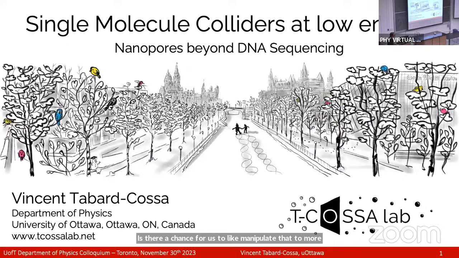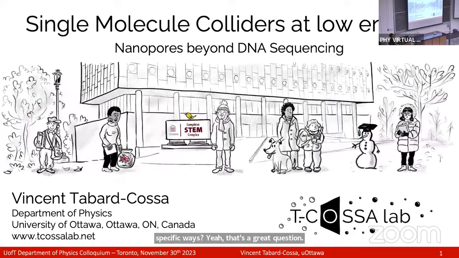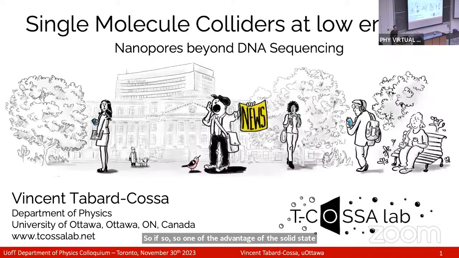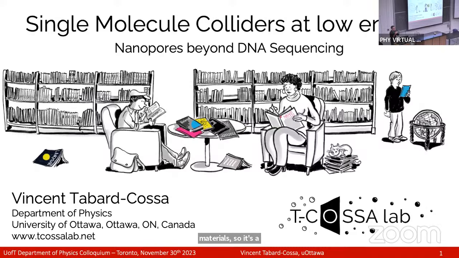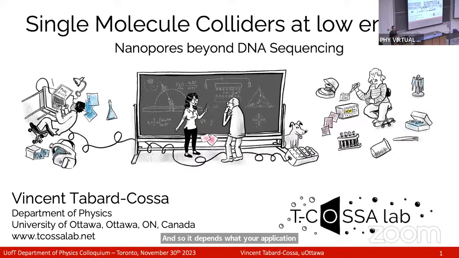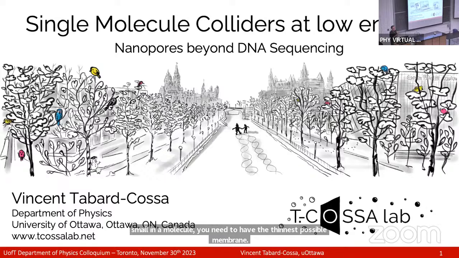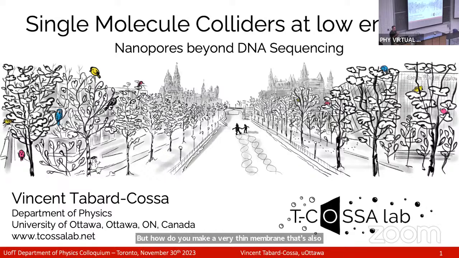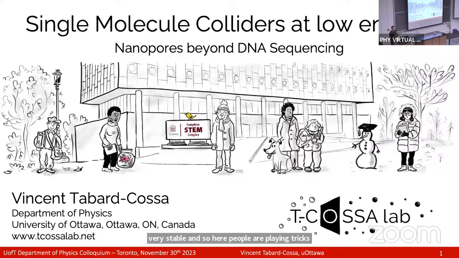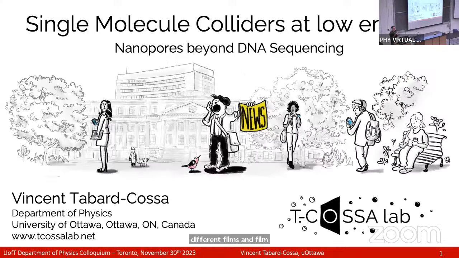Yeah, that's a great question. One of the advantages of solid-state nanopores is that you can sculpt pores out of different materials. And it depends what your end application is, right? For example, if you're trying to map something small in a molecule, you need to have the thinnest possible membrane. But how do you make a very thin membrane that's also very stable? And so here people are playing tricks with different films and film stacks, using atomic layer deposition systems to cover different materials.